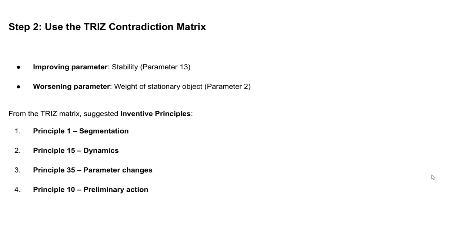The second step is to use the TRIZ contradiction matrix. Improving parameters: stability, parameter 13, and weight of stationary object, parameter 2. From the TRIZ matrix, the suggested principles are, out of 39 principles: principle number 1 is segmentation, principle number 15 is dynamics, principle number 35 is parameter changes, and principle number 10 is preliminary action.